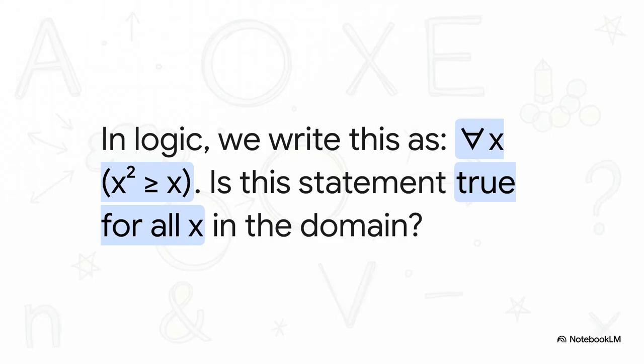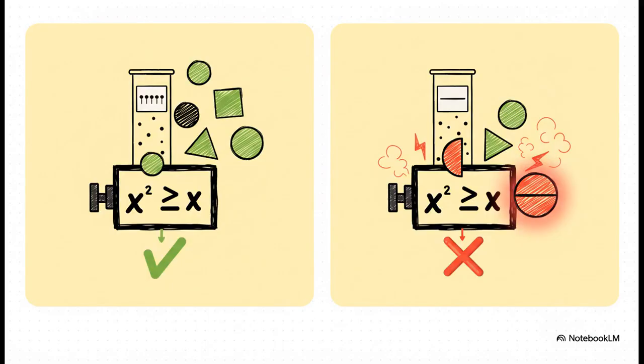Okay, so using the new logical language we just learned, here's how we'd write that question. We'd use the universal quantifier for all X, and then our predicate is X squared greater than or equal to X. So, is it true? Well, here's the kicker. The answer completely depends on the domain. If our domain, our playing field, is all integers, whole numbers, like -2, -1, 0, 1, 2, then yes, the statement is true. Go ahead, try to find an integer that breaks the rule.